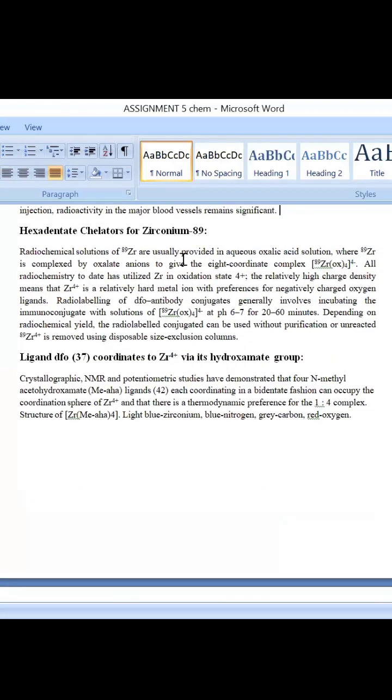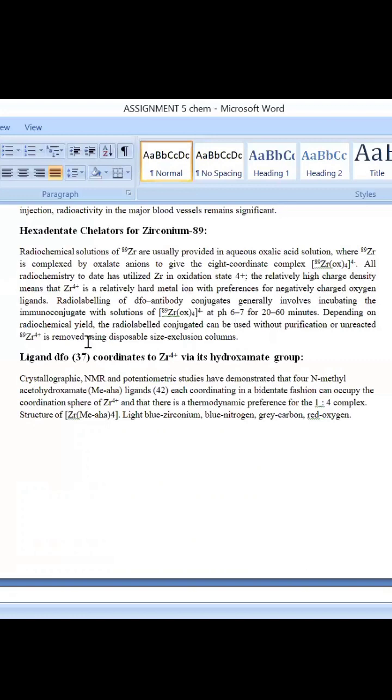Radiochemical solutions of zirconium-89 are usually provided in aqueous oxalic acid solution, where zirconium-89 is complexed by oxalate anions to give the 8-coordinate complex zirconium-89 oxalate 4. All radiochemistry to date has utilized zirconium in oxidation state 4+. The relatively high charge density means that zirconium-4 is a relatively hard metal ion with preferences for negatively charged oxygen ligands. Radiolabeling of DFO-antibody conjugates generally involves incubating the immunoconjugate with solutions of zirconium-89 oxalate at pH 6 to 7 for 20 to 60 minutes.